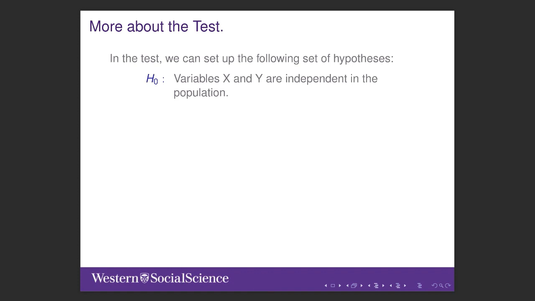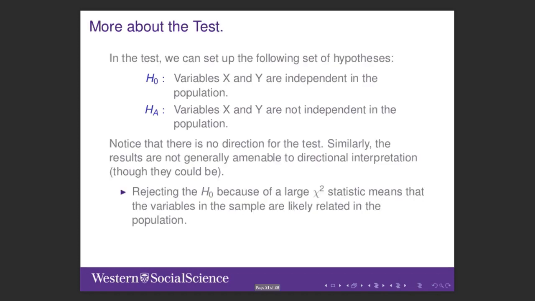Speaking of the null hypothesis, the null for this test is that the two variables that define the contingency table are independent in the population. The alternative hypothesis is that the two variables are related, that is, not independent, in the population. Notice that the hypothesis has no direction to it and, unlike some of the other hypotheses we looked at, cannot have a direction to it.